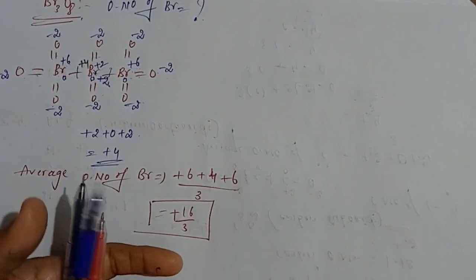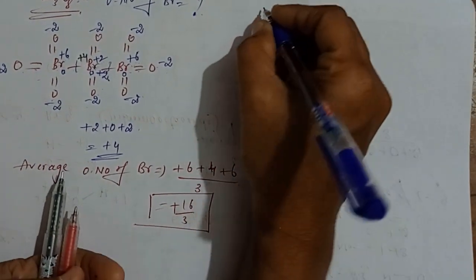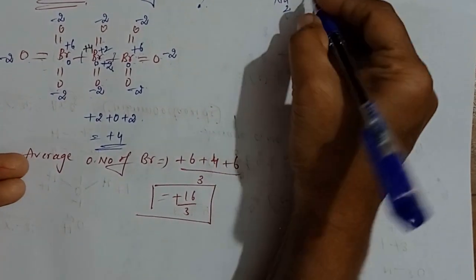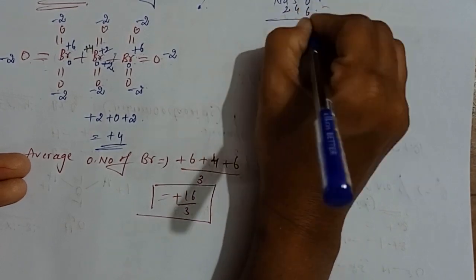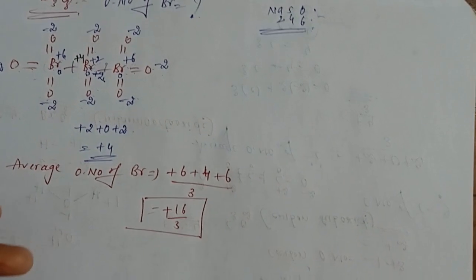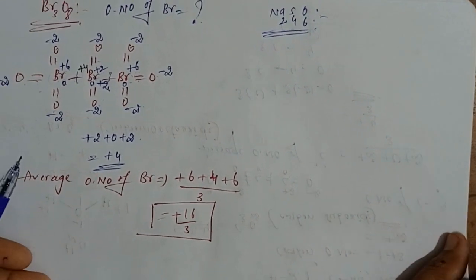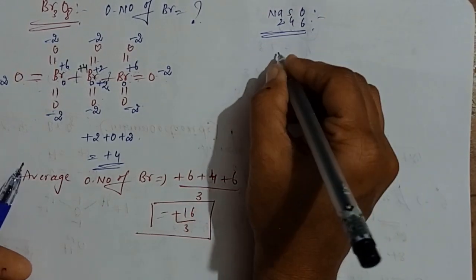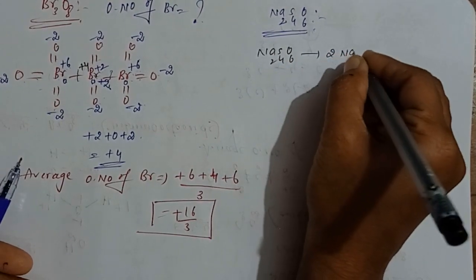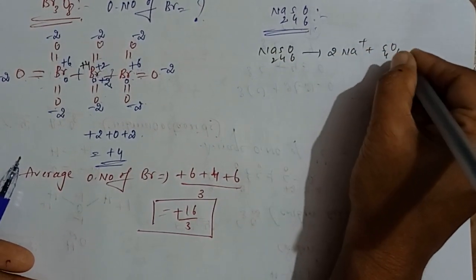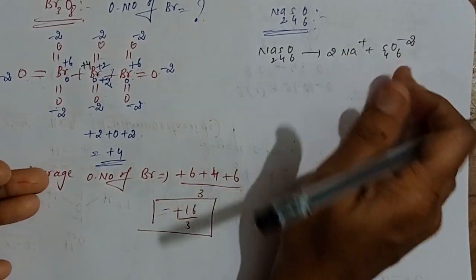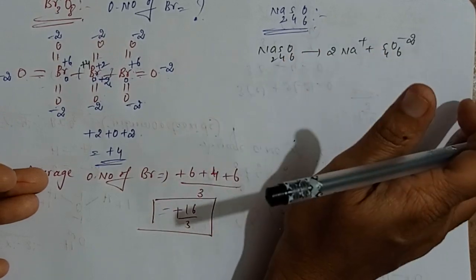Now I am going to calculate the last example, students. Last example, Na2S4O6. When it dissociates, Na2S4O6 dissociates into 2Na plus and S4O6 minus 2. It dissociates into 2 ions, 2Na plus and S4O6 minus 2, right?